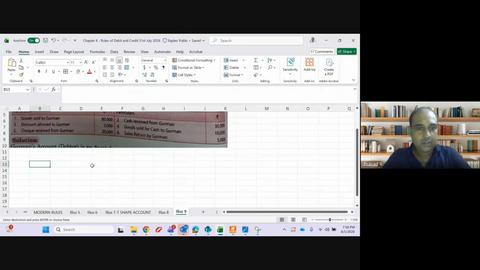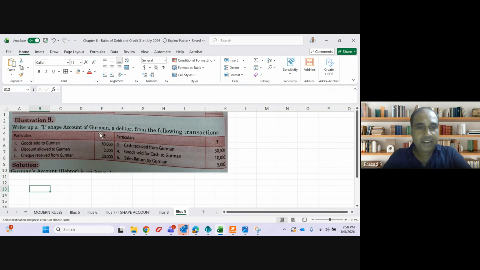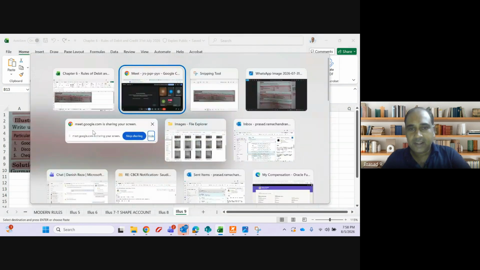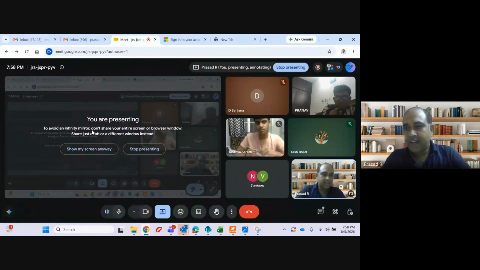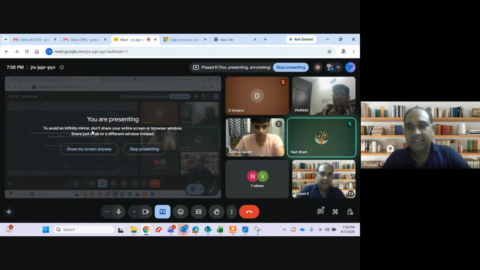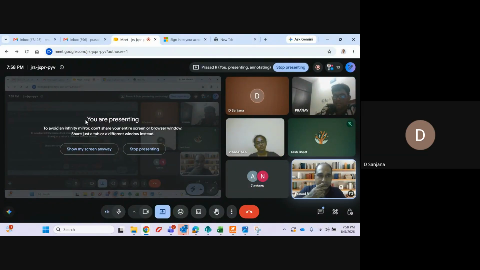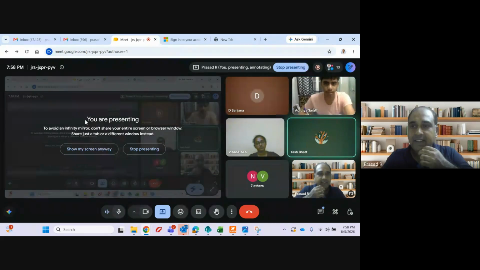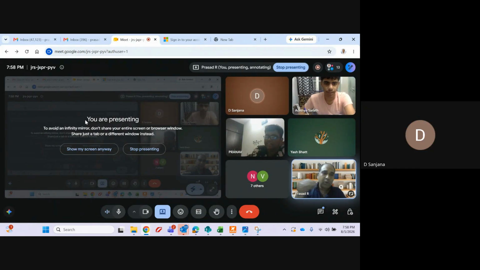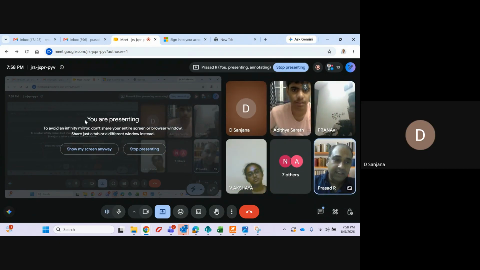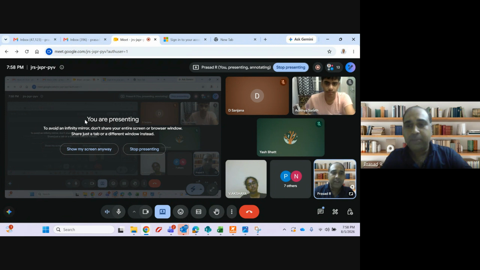Next one is to prepare a T-shaped account of Gurman, a debtor. Is a debtor an asset or liability? Asset. Asset will have a debit balance or a credit balance? Debit balance. Increase in asset will be debited or credited? Debited. Whatever is increasing in the Gurman account will be on the debit side. Whatever is decreasing will be on the credit side. Clear?